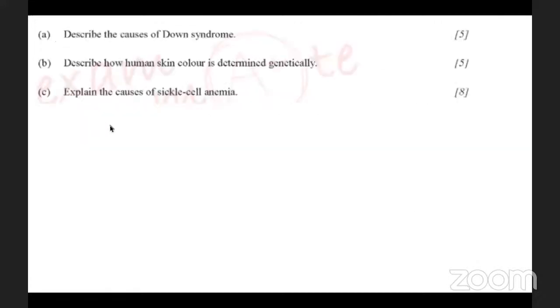So finally, the 8 mark question, again explain. This has to be in detail. You might be asked to draw a Punnett grid. Explain the causes of sickle cell anemia. So, sickle cell anemia, is it?